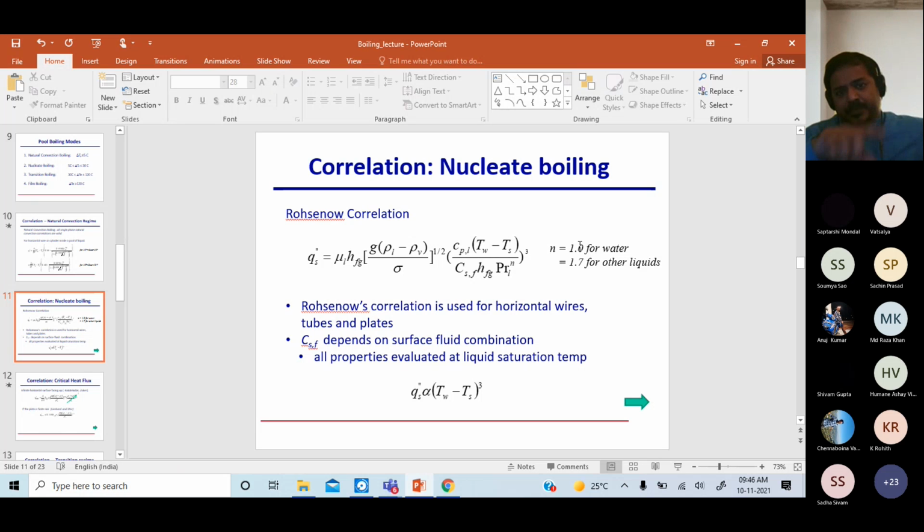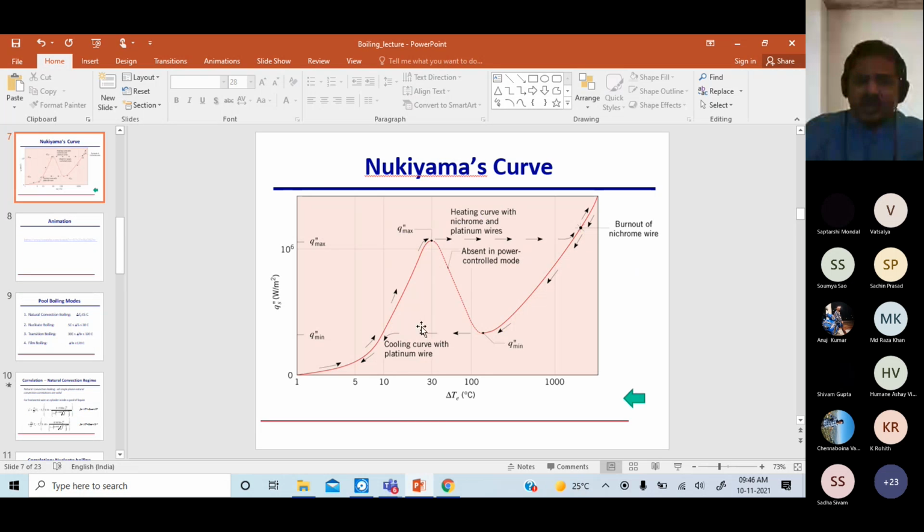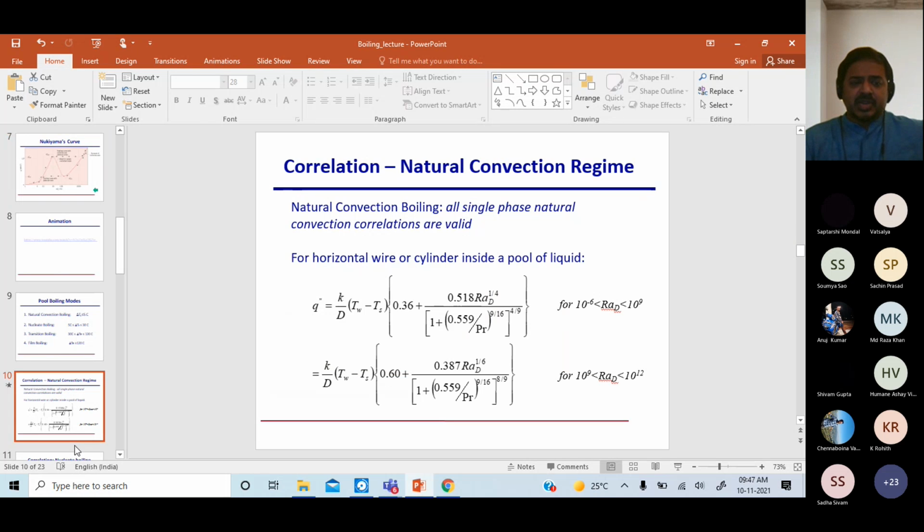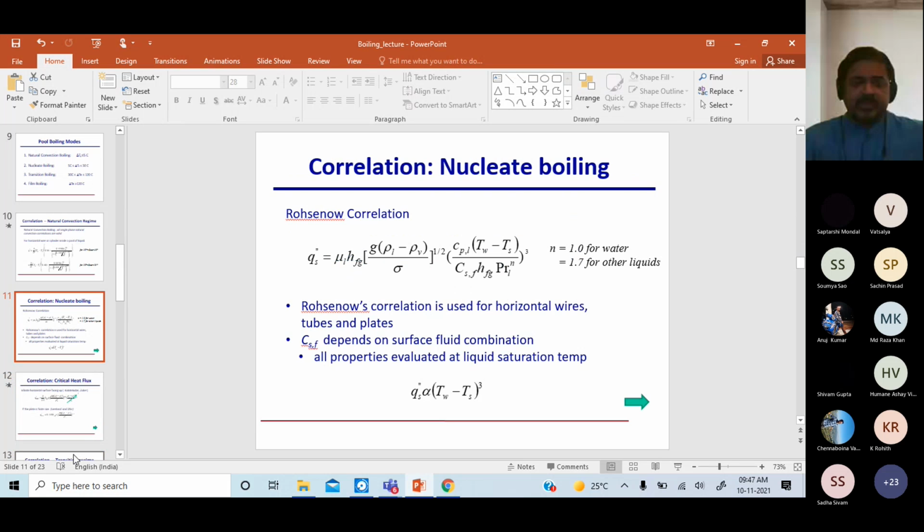That is also the reason why, if you take the log scale, it's a more or less linear relation, not exactly. If you look at Nukiyama's curve, except at the top and bottom, the middle part is largely linear. So these are all approximations, as we know, based on empirical results, and this is a correlation that he suggested. Now look at what all parameters it depends on.